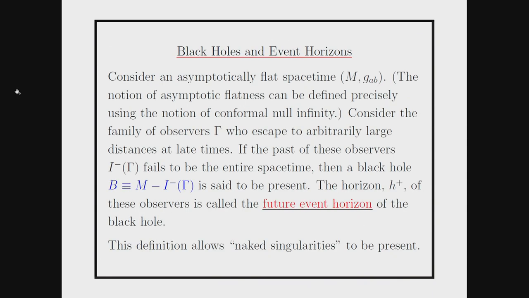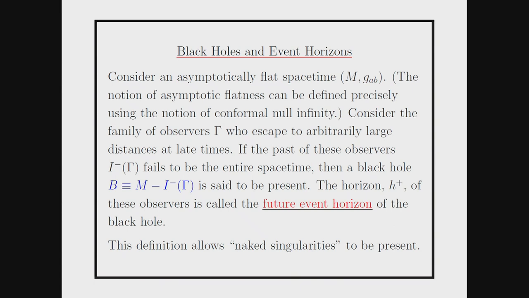Okay, so now let's move on to black holes. Let's consider now an asymptotically flat spacetime. One can give precise definitions of what I mean by asymptotic flatness. I do need it to be asymptotically flat in null directions, not just initially in spacelike directions. But the precise definition isn't really important for this. Any definition you can come up with of what you mean by asymptotically flat at large distances and also at late times is fine. And we can consider in an asymptotically flat spacetime the observers who escape to arbitrarily large distances at late times, and we can look at the past of these observers.